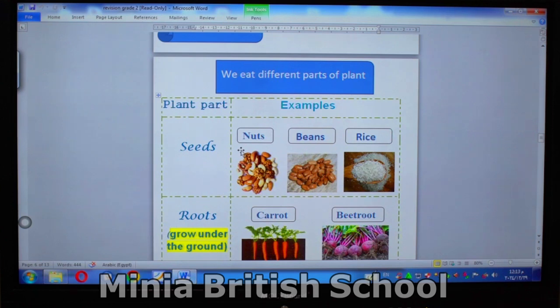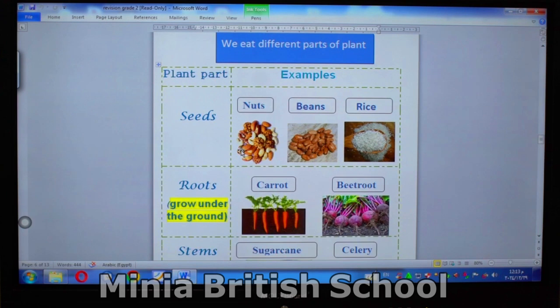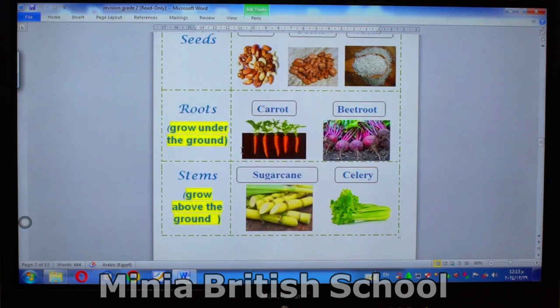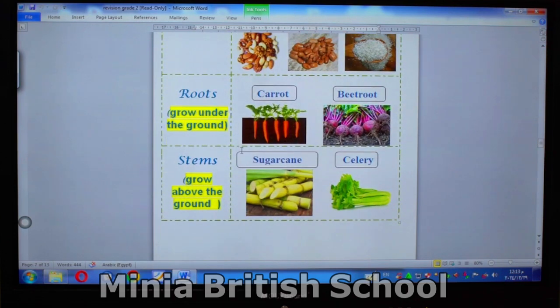Now, we are going to talk about the plant parts we can eat. We eat different parts of the plant. We can eat seeds like nuts, rice, beans. Okay. We can eat roots that grow under the ground like carrot and beetroot. We can eat stems that grow above the ground, like celery and sugarcane.